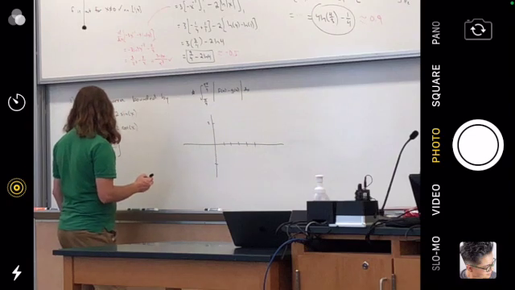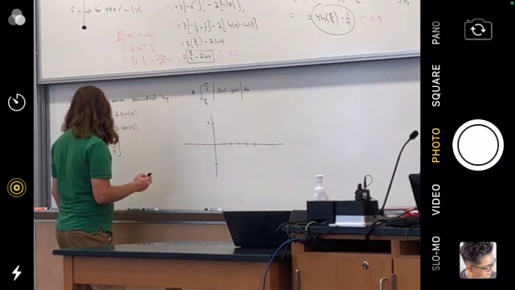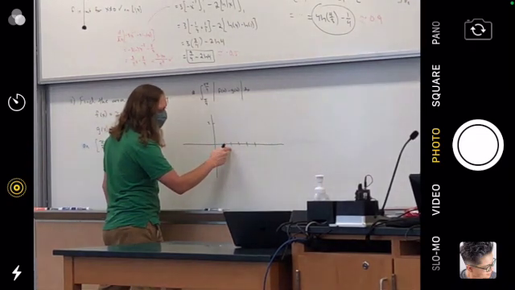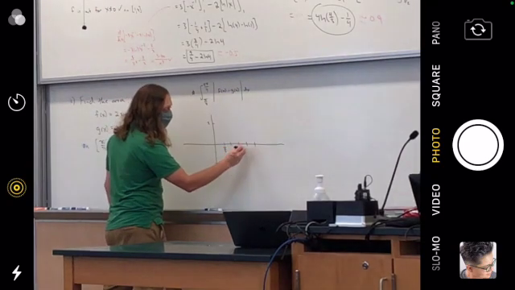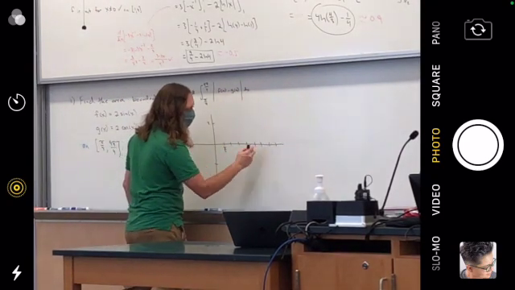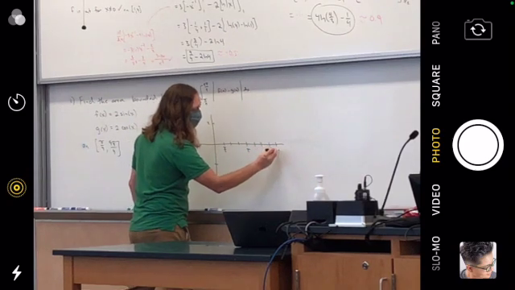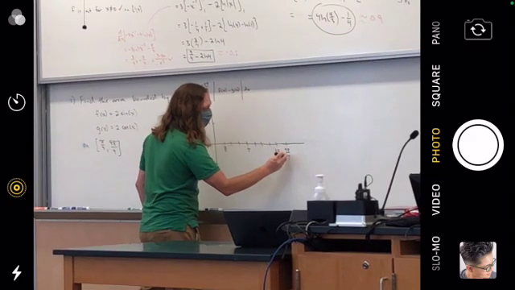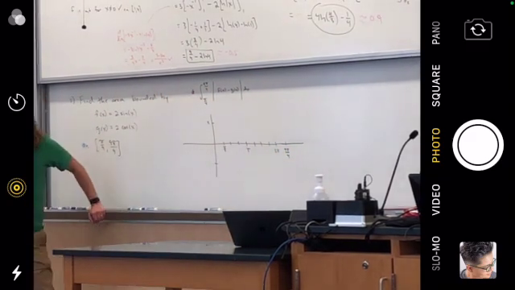Starts at the origin and then goes up and goes back down at pi. So if I call this pi over 4, that would be pi. So this is 2 pi, which means this is 9 pi over 4, right?